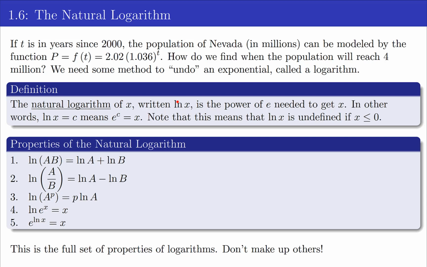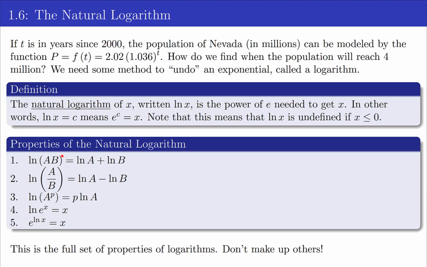So in other words, if we have that the natural log of x is equal to some c, c is the power of e needed to get x. So e to the c would equal x. This also means that you cannot find a value for natural log of x if x is less than or equal to 0. A few properties come out of the natural logarithms.